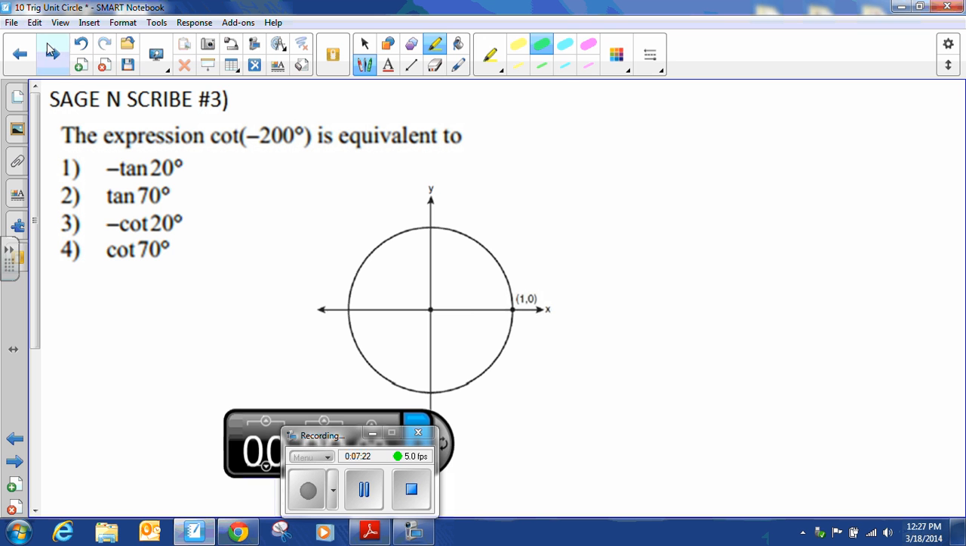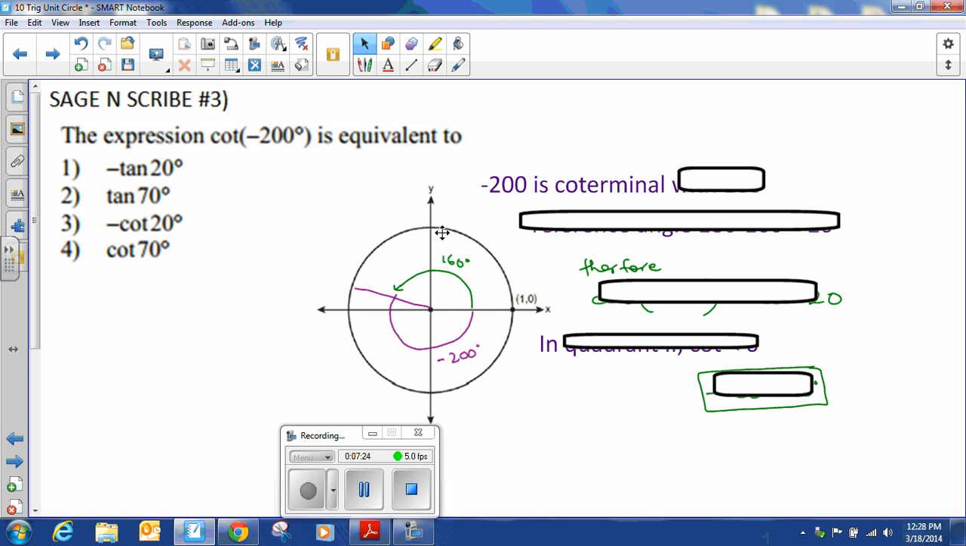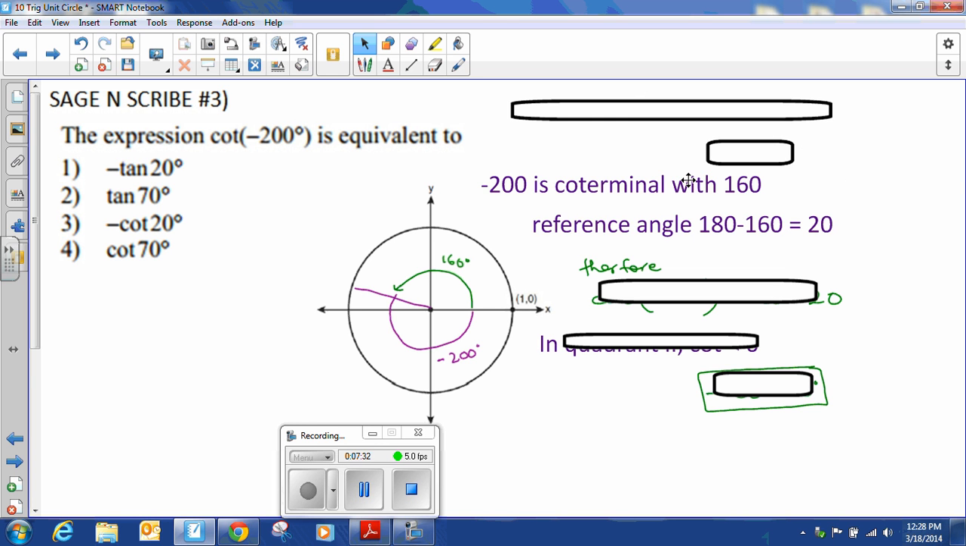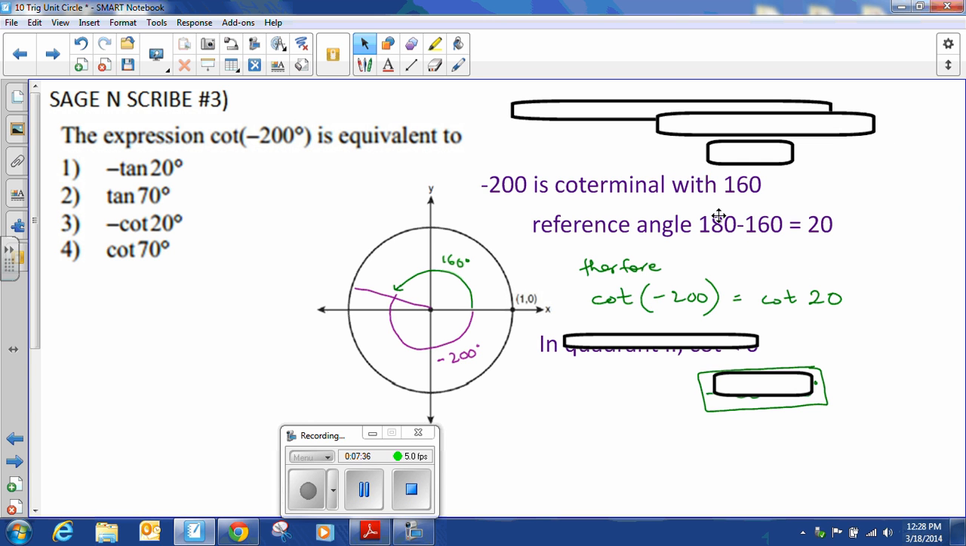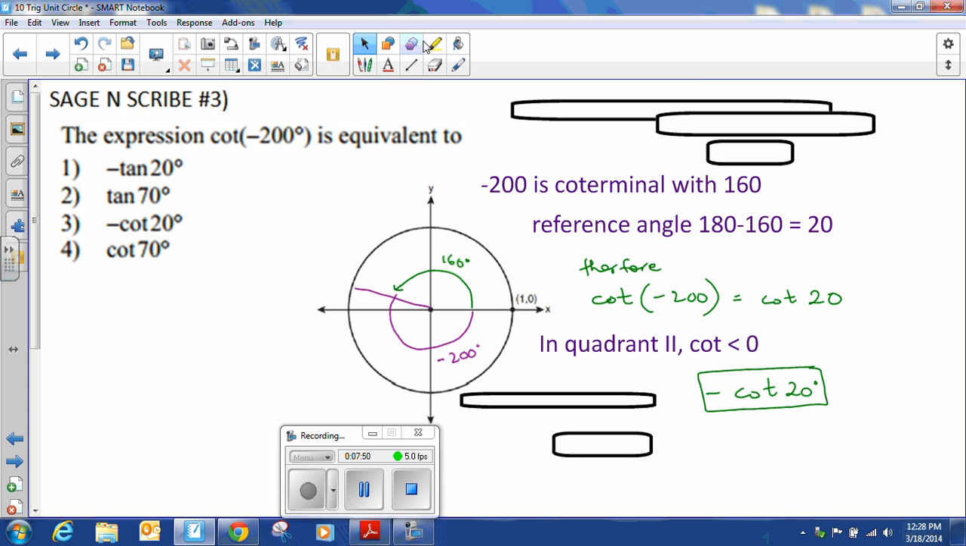Okay, so more examples. Number 3. Here we have cotangent of negative 200. The coterminal angle is 160. So we subtract 180 minus 160 to get 20. Therefore, cotangent of negative 200 is really cotangent of 20. And we need to check. We're in quadrant 2, and we know cotangent and tangent are negative, so we need to change our answer to negative cotangent 20. The answer is 3.